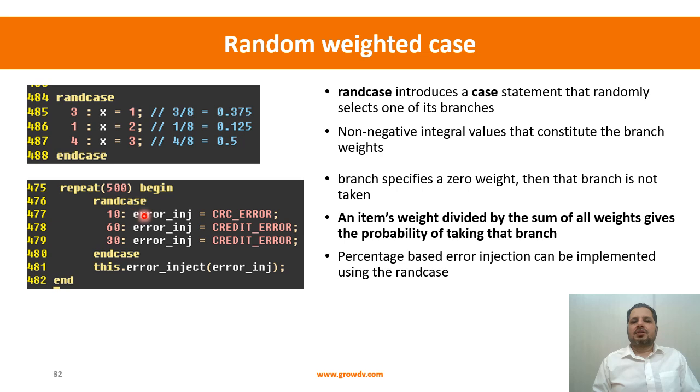So now this guy will do 10% CRC error injection, 60% credit error injection, and 30% some other error injection that could be specified over here, right? So this way you can do a percentage-based error injection in the procedural context using the rand case statement.